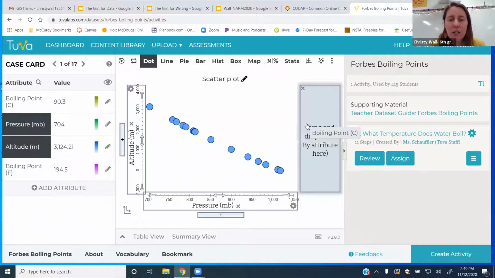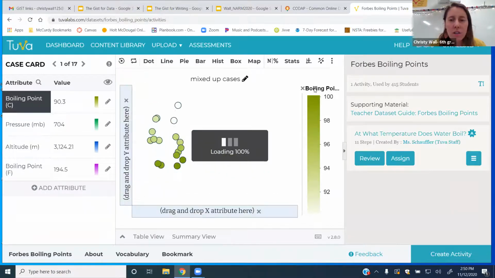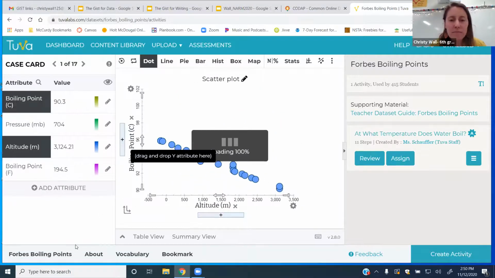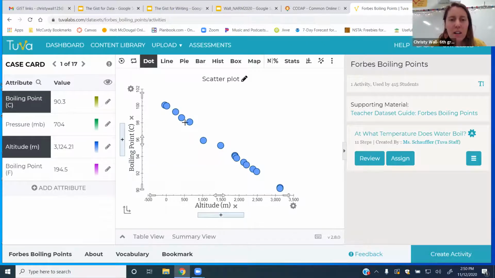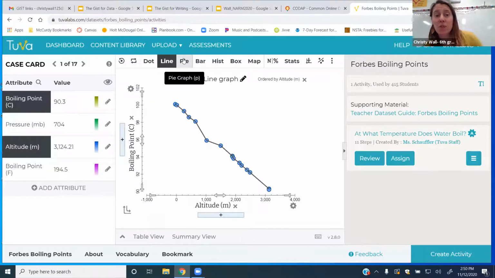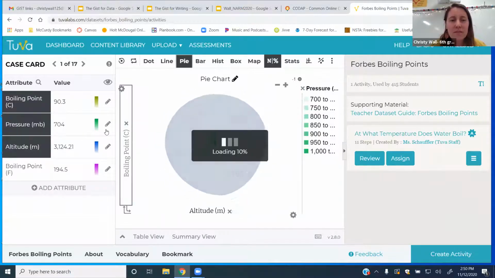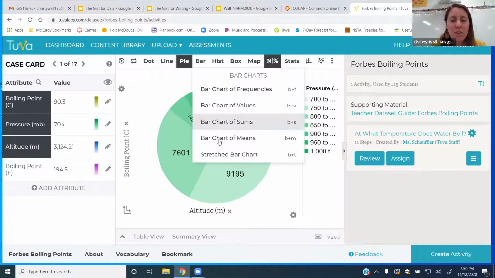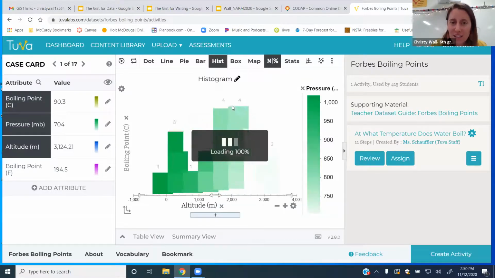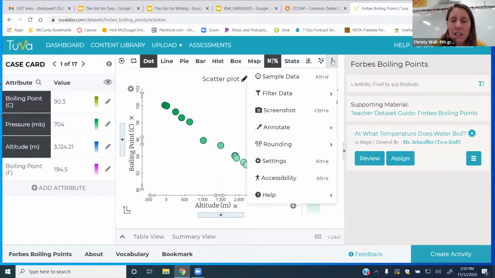You can color it by an attribute, right? So for boiling point, what we ended up doing is altitude and boiling point right here. So this is what we ended up looking at. You can create a line graph with one click. Not that it makes much sense for this, but you could do a pie chart with one click. You can do a bar chart. Some of these don't make any sense for this data set, but you have a lot of different options for how to visualize data. Even with the dot plot, you can add in a regression line.